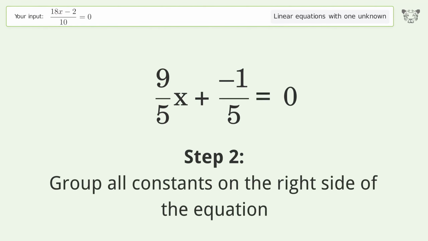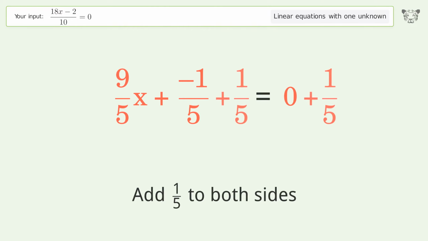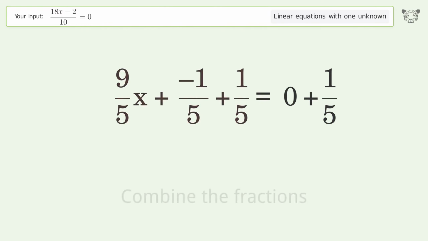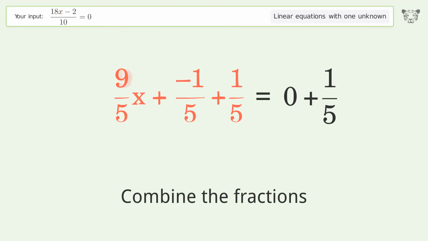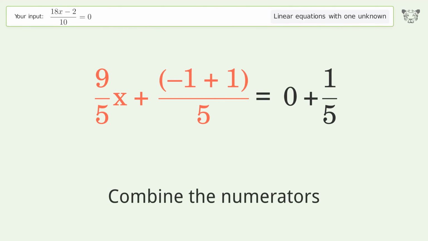Group all constants on the right side of the equation. Add 1/5 to both sides. Combine the fractions. Combine the numerators.